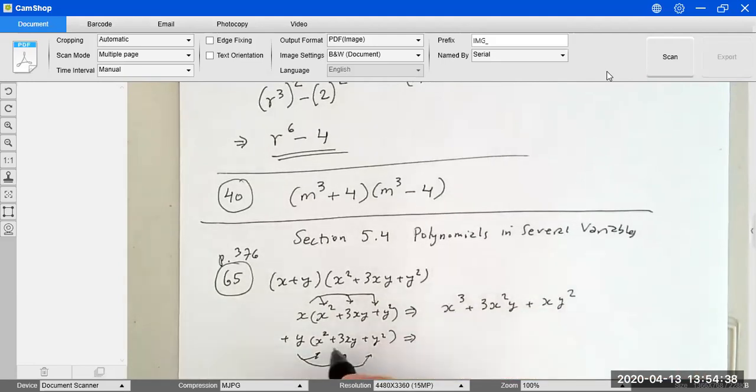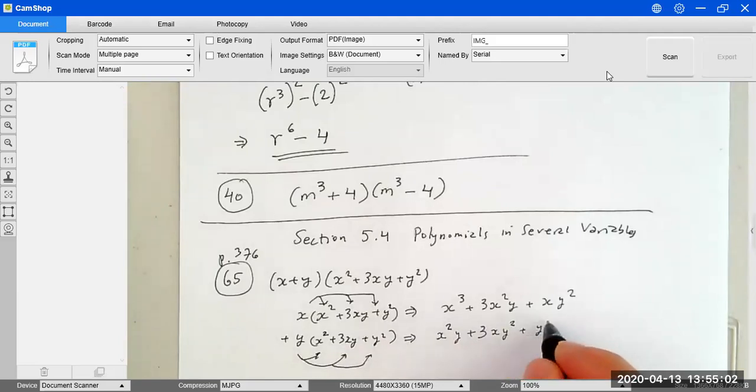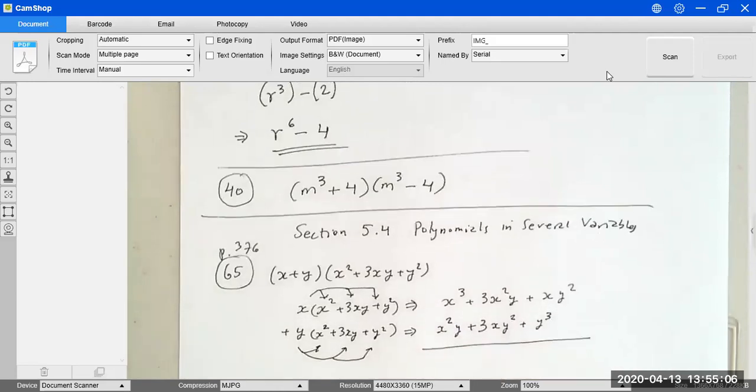In the second case, I'm going to multiply y and x squared, but I need to write first x and then y. So I have x squared times y, then 3 times xy times y is going to be 3 is the coefficient, then there is only one x, and then there is y times y, which is going to be y squared. And finally, y times y squared is just y to the third power, or y cubed. So now I'm going to combine like terms.